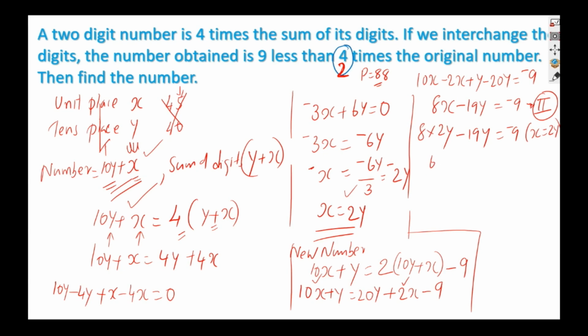That means 16y minus 19y is equal to minus 9. This is equal to minus 3y is equal to minus 9. Understood? That means y is equal to, the minus sign will cancel out, 3. We got x is equal to 2y, y is equal to 3.